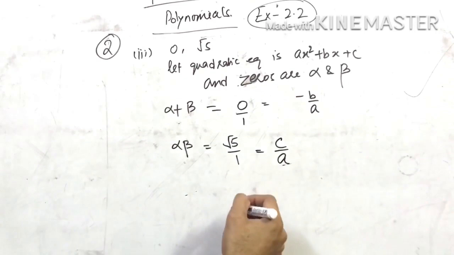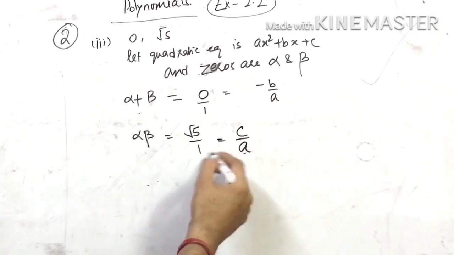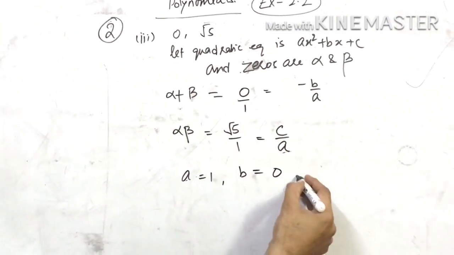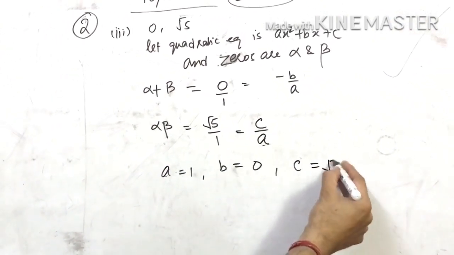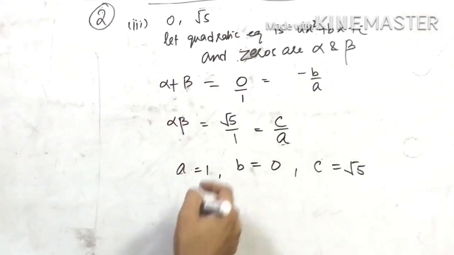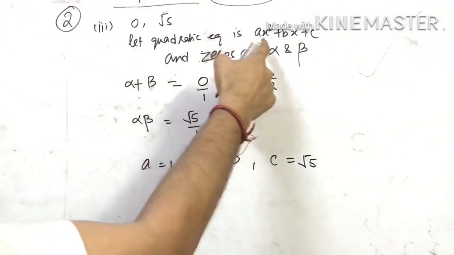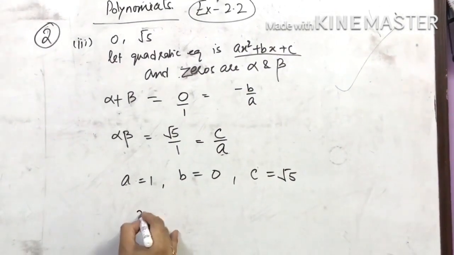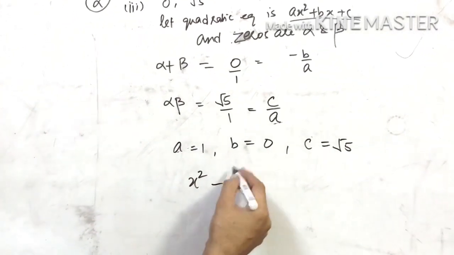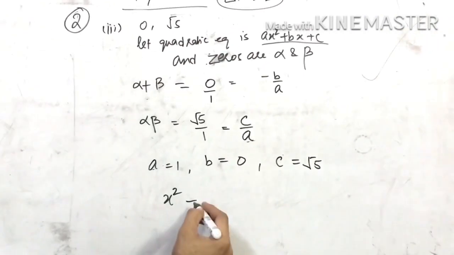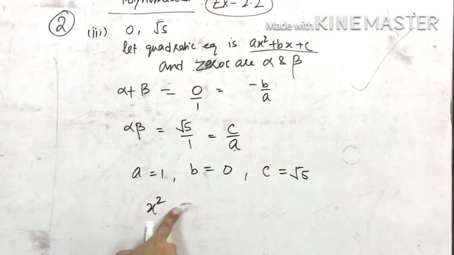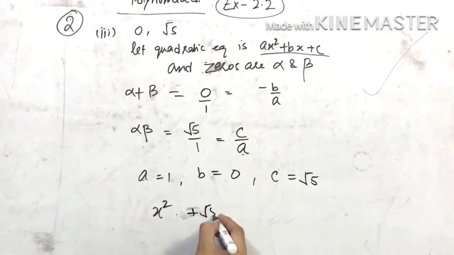Now compare these two. You can see a is 1 in both the cases, so the value of a is 1, b will be 0, and c will be root 5. So one of the equations satisfying the given condition, that the sum of roots is 0 and the product of roots is root 5, is ax square plus bx plus c. So x square, don't write 1 here, and bx means 0x, so we will not write this, because if you write it you will get 0, so no use of writing it, and plus root 5 for c.